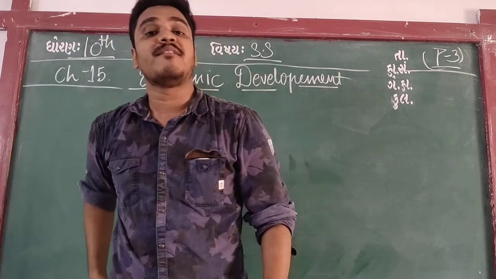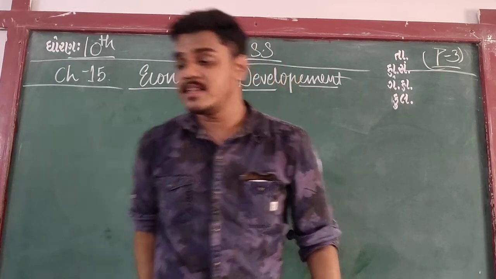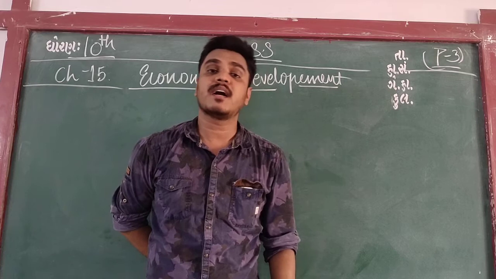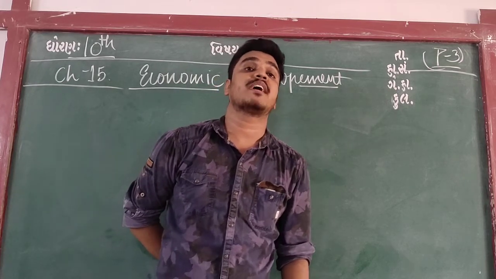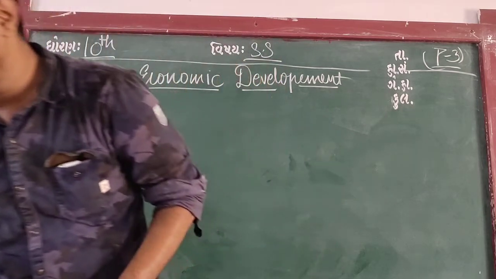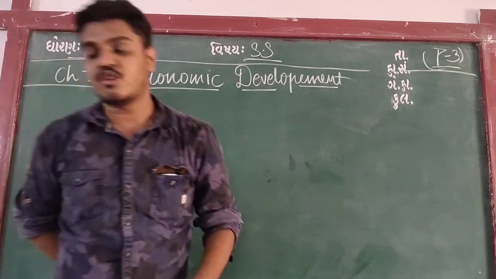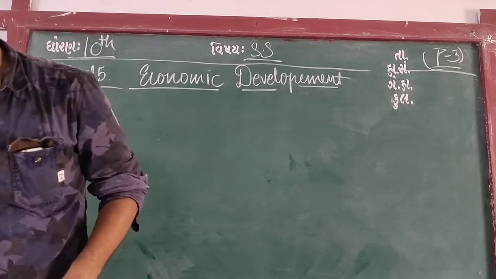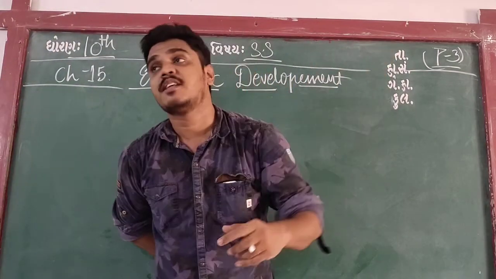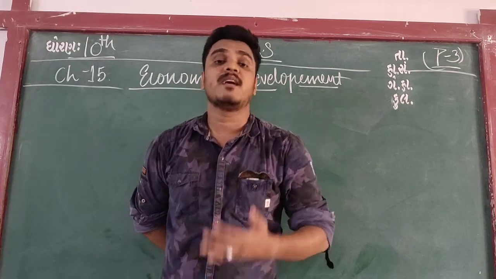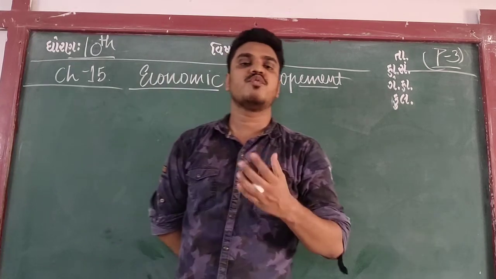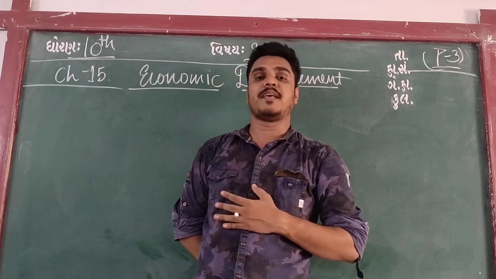India is a developing country because, according to the World Bank, if the per capita income of a country is less than $735, it is developing. So the per capita income of our country is less than $735. This is the reason our country is a developing country.